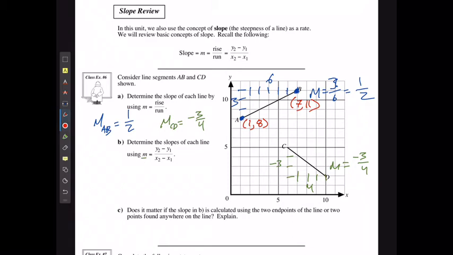So my slope of AB is going to equal, I've got to stack them on top of each other, the y value for point B minus the y value for point A divided by the x value for point B minus the x value for point A. And I get the same answer I had before.